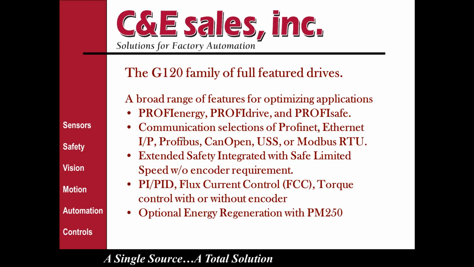As we mentioned, there's a broad range of communication selections: Profinet, Ethernet IP, Profibus, CAN-Open, USS, and Modbus RTU. The F series, the extent options for F for safety integrated provide you with safe limited speed without the use of encoders. And again, this is not required for most applications, but is available for those that need it.